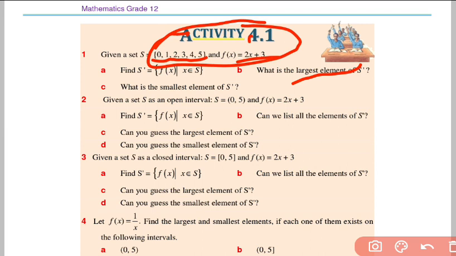When the value we get is smallest in this set, that value we call the smallest element of that S or S prime.